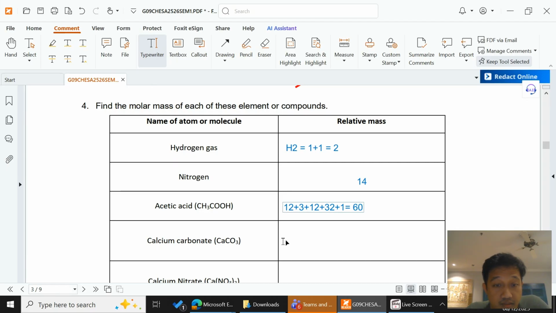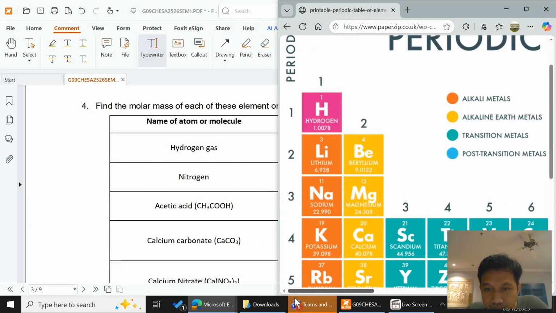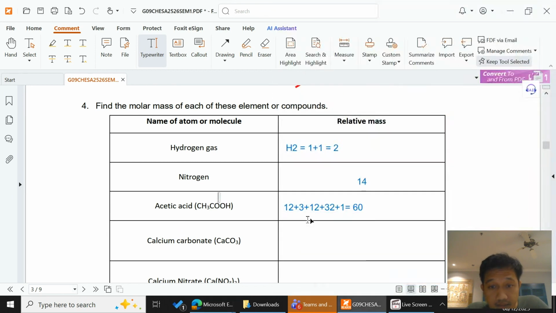Then let's go with calcium carbonate. Calcium Ca is 40, calcium is 40. 40 for calcium plus C is 12 plus 3 oxygen. 3 times oxygen is 16, that means 3 times 16 is equal to 48. So the total is 80, 90, 100.